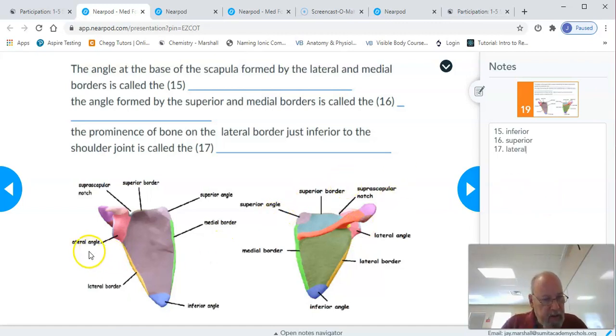Looks like I didn't get the L in the diagram over here. Okay, so go ahead and go to the next slide.